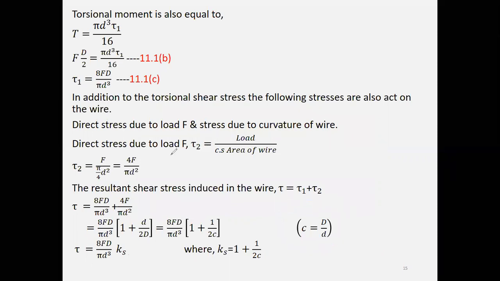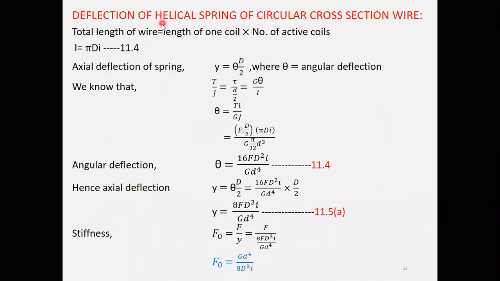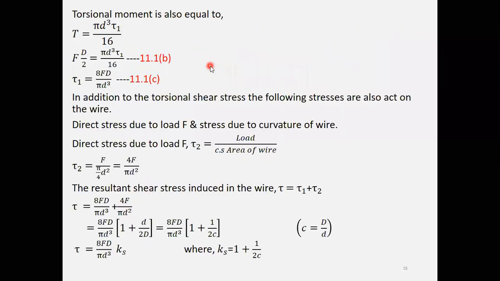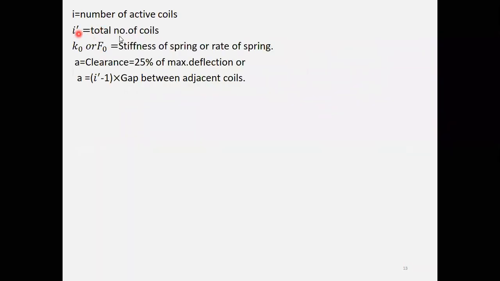Okay, how to measure the length of that? Therefore, length of one coil into number of coils. Whether it is 4, 5 or 6. Therefore, length of one coil into number of active coils, that is I. Total number of active coils. How many number of active coils are there? You need to count that.